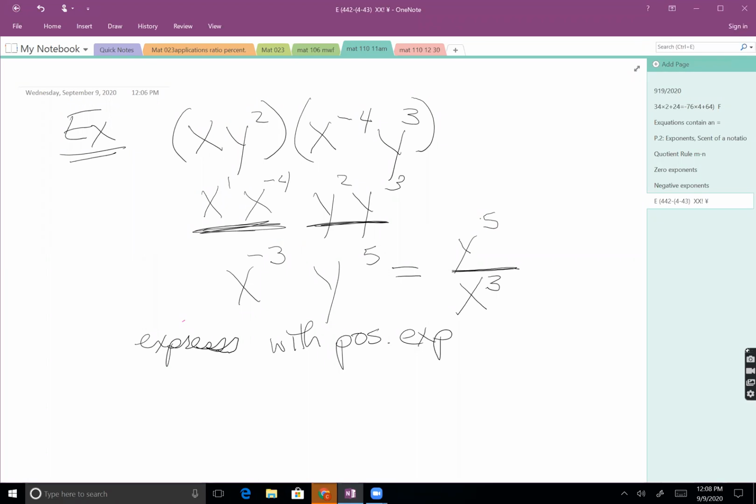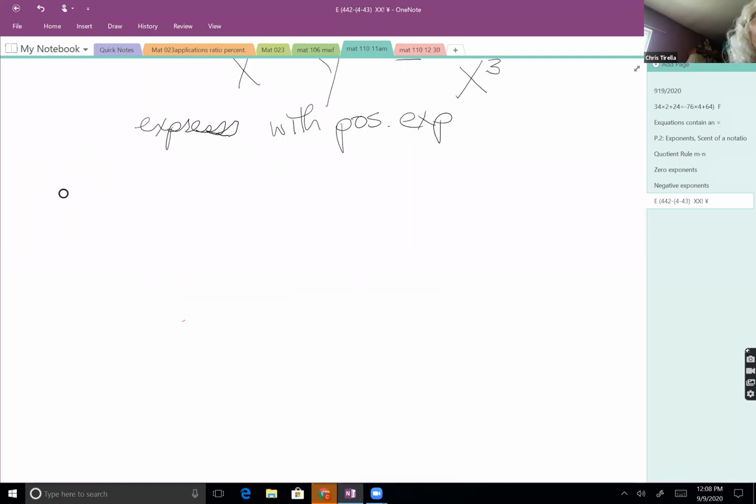Make sense? Yes. Exponents mean we're going to eventually make a fraction out of it. If that's all right, next we have a power rule.